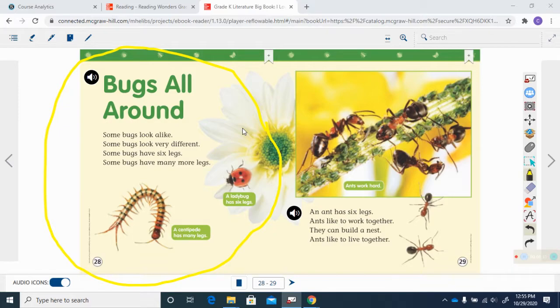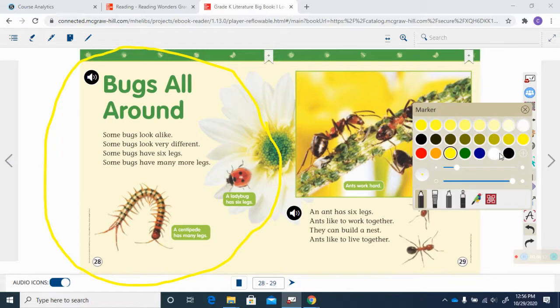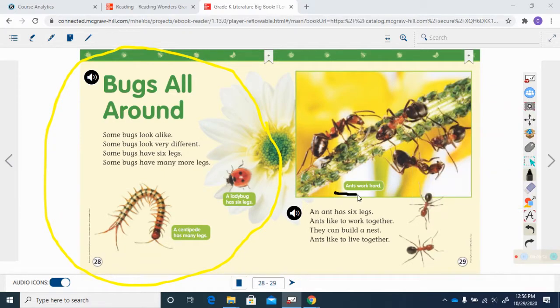Both of those bugs have legs, don't they? But how are they different? One is round and some are skinny. So look at this caption right here, and I'm going to change the color because you won't see yellow very good. Look right here. It says ants work hard. So what does that tell us about ants? They are really hard workers.